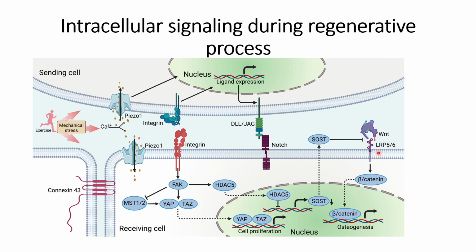LRP5/6 receptors, and since there is no bond formation, the downstream signaling pathways could not be activated, such as this beta catenin will not be able to translocate into the nucleus and activate osteogenesis. Osteogenesis is the bone formation process. So because of the exercises, the bone formation will not be enhanced. However, muscle formation will be enhanced because of this Notch signaling that will trigger the PI3K-AKT pathway.